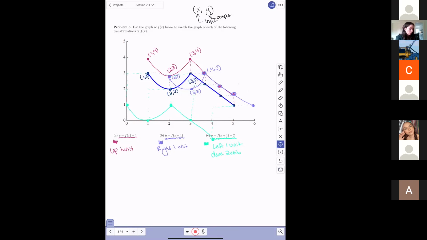And again, this point here was 1, 3, but it was shifted left 1 unit, so it became the point 0. And then it was shifted down 2 units, so it became the point 0, 1. All right. Any questions on this stuff? I'm graphing these.